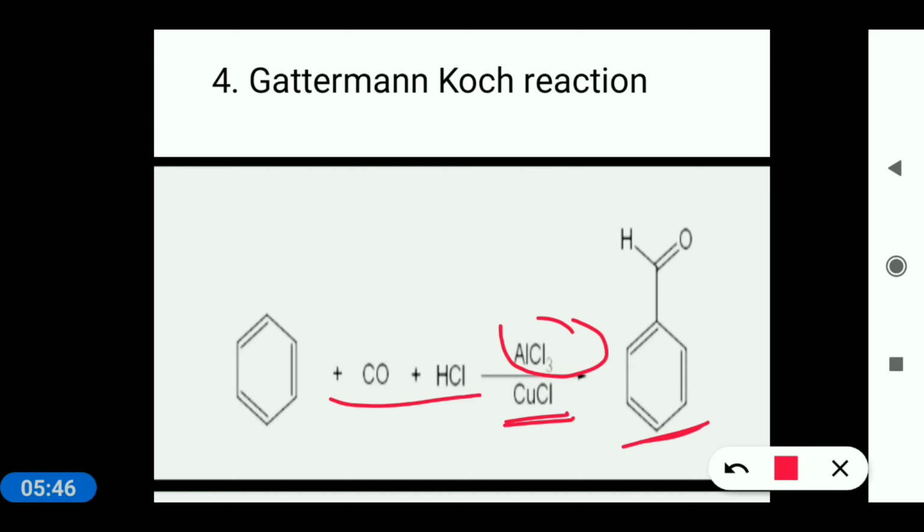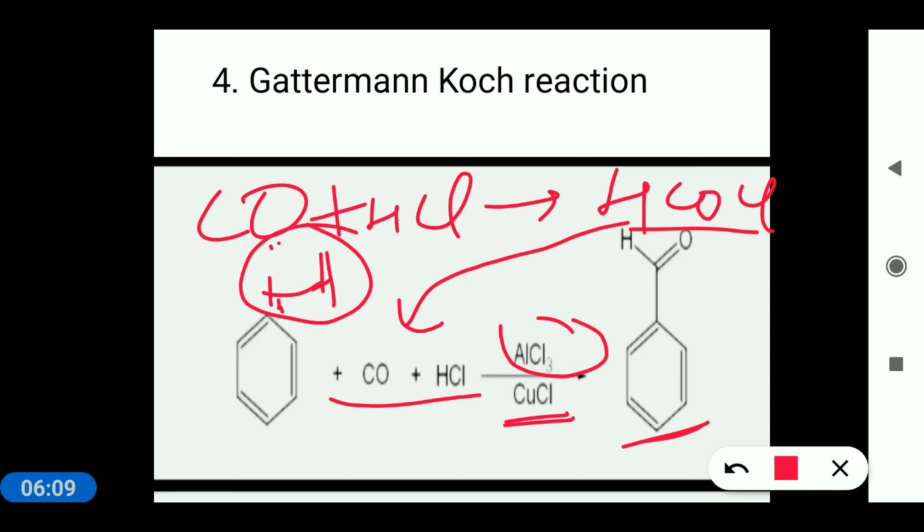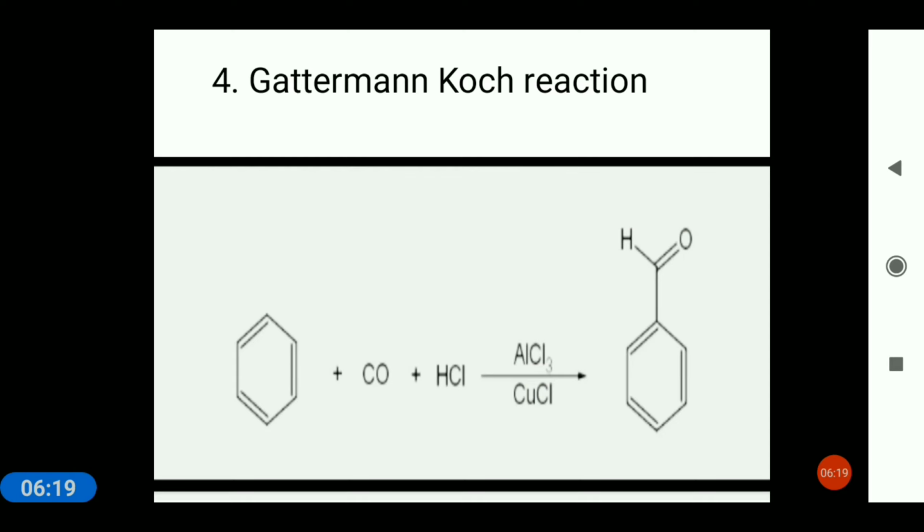So in the Gattermann-Koch reaction, the starting step is the reaction of CO and HCl. It gives rise to HCOCl. This is formyl chloride, which is unstable. So this formyl chloride reacts, and hydrogen is released. This H and Cl will be removed as HCl, and the CHO group will come in to form the aldehyde. So there is formation of benzaldehyde.